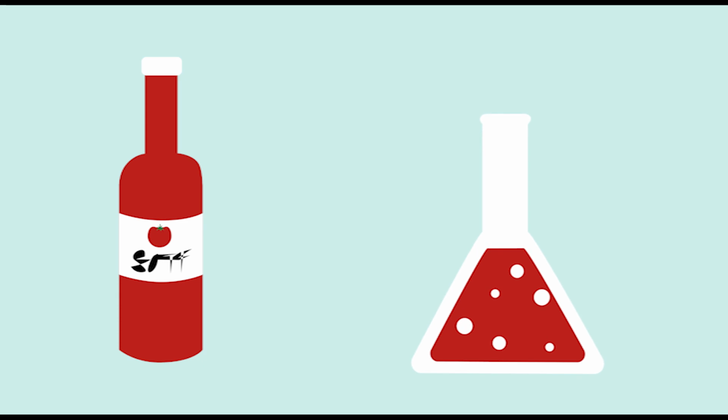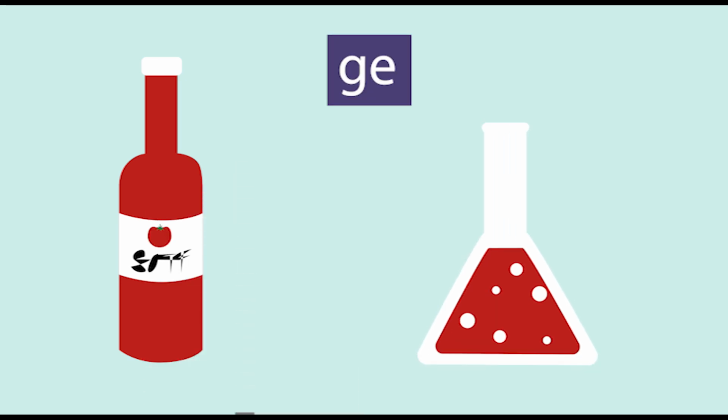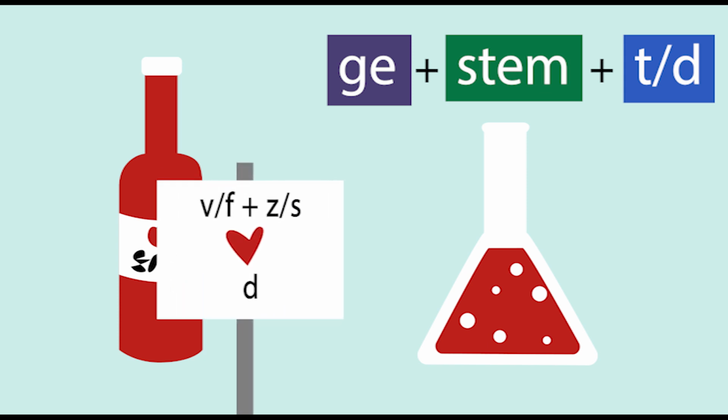Verhuizen, verhuisd. Let's recap. You'll have to remember soft ketchup as your T or D indicator. And then there's your formula. Ge, but don't add it if the verb has an unstressed prefix. The stem of the verb, and T or D based on the last letter of the stem. And in the case of ZS and VF verbs, it's always a D.